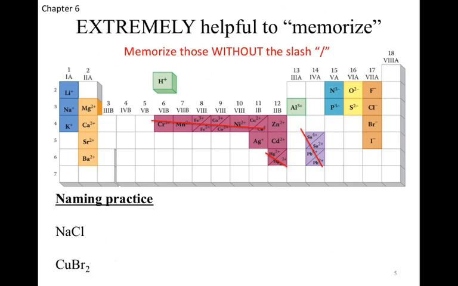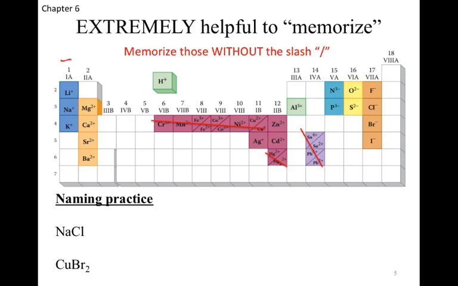Okay, so one of the things that's going to be extremely helpful to memorize is your ions. What I would highly recommend you do is memorize those that don't have the slash running through them. The reason I cross some of those out is that they have multiple charges. If you look at, say, tin, it's got Sn plus 4 and Sn plus 2. With those two charges, you don't necessarily know without specifying what that charge is. So that information would have to get supplied to you. You should recognize most of those.